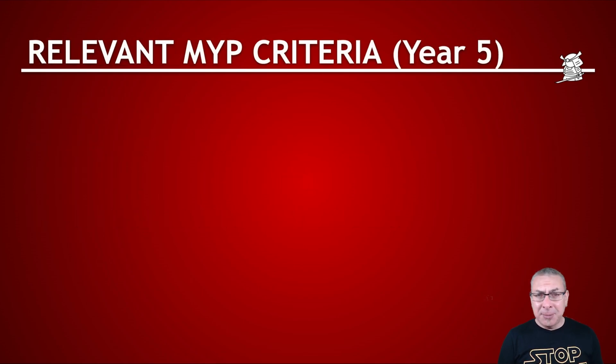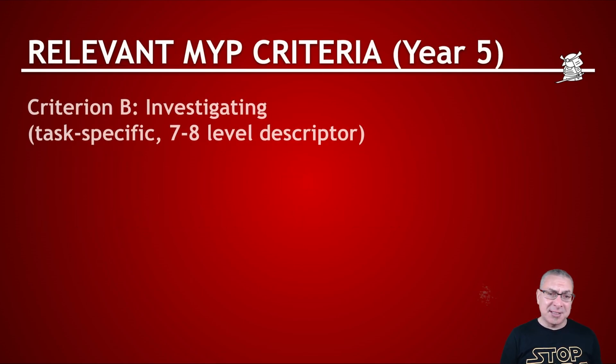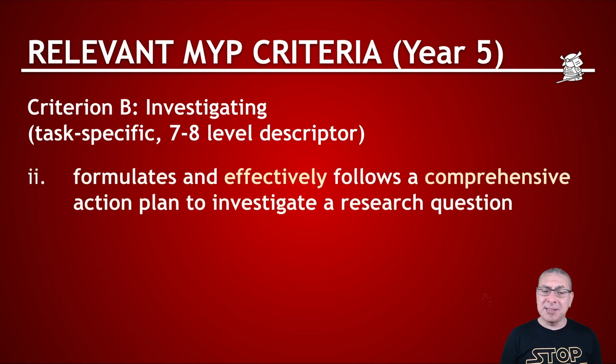So the relevant MYP criteria for individuals and societies for what we're doing here is criterion B, investigating. And these are the highest mark bands. So basically, formulates and effectively follows a comprehensive action plan to investigate a research question. Now, essentially this means that after you made your question, you're going to effectively follow it. You have a plan and you keep on track and follow that. And if you have a good detailed action plan, then that means it is comprehensive. What are you doing when, times, and dates? We'll talk about that in a moment.